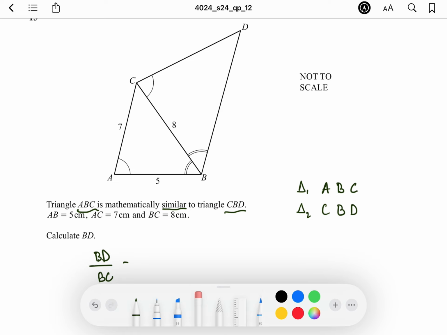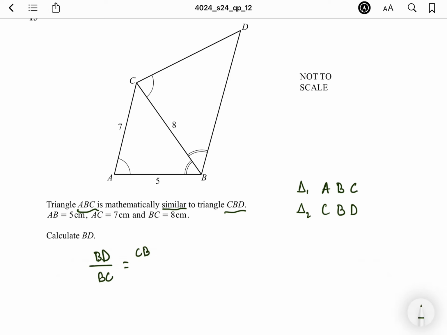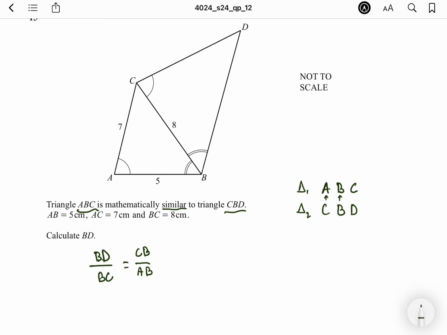Which one? BD we have already used. What else? CB. Okay. So CB from triangle 2, but CB is AB. Be careful, this is where many people make mistakes. So CB is corresponding to AB. Be careful with that one.